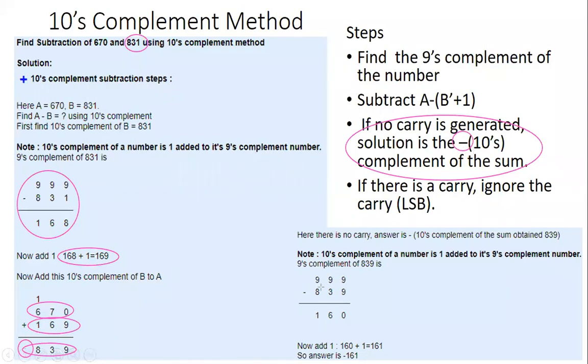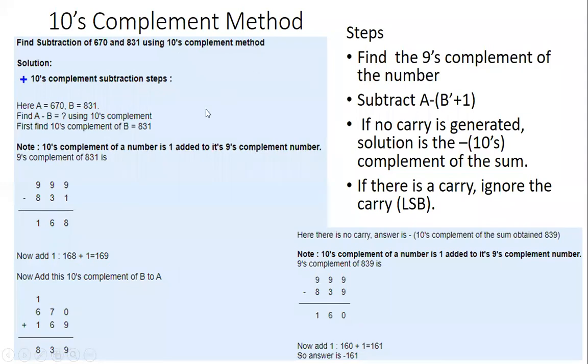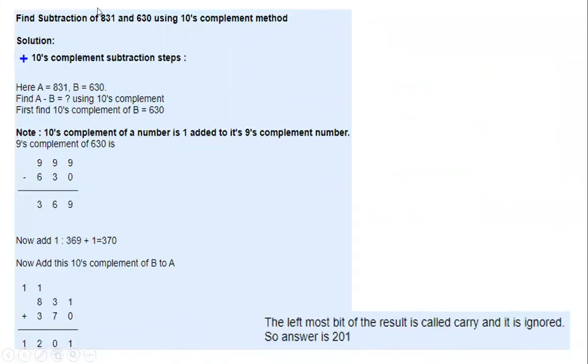So 999 minus 839, I'll get 160. Add a 1, I'll get 161. But you should also have a minus sign. This is tens complement. Now let's take up one other example for tens complement.